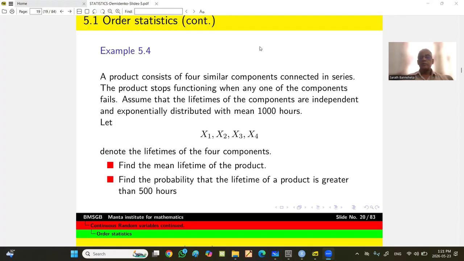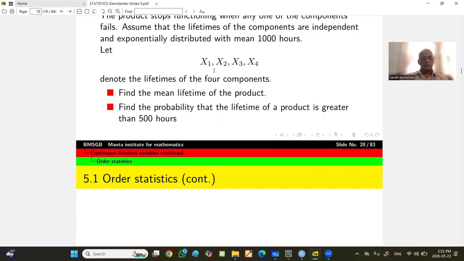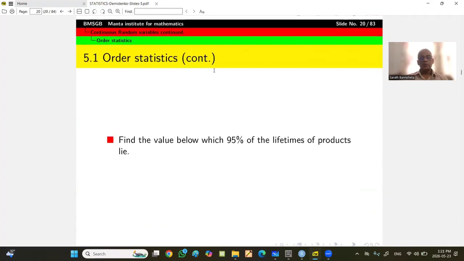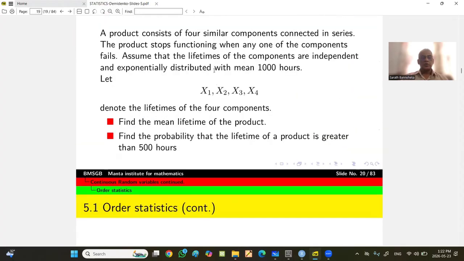Find the mean lifetime of the product. Find the probability that the lifetime of a product is greater than 500 hours. And then there's another part. Find the value below which 95% of the lifetimes of the products lie. That means find the value below which the lifetimes of the products will be less than. Right. So how do we answer this question?